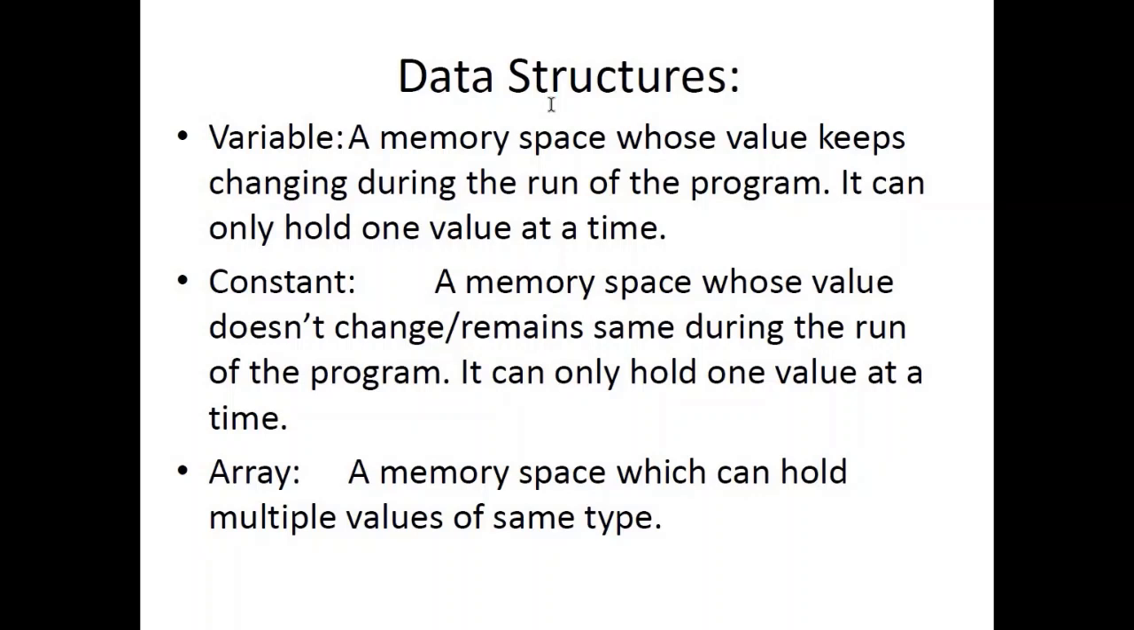Before we start discussing pseudocodes, there's something that we must discuss first. That is known as data structures. There are three data structures that are a part of your syllabus: variables, constants, and arrays. Variable is a memory space whose value keeps on changing during the run of the program. It can only hold one value at a time. Constant is a memory space whose value doesn't change during the run of the program. Again, it can only hold one single value. Array is a memory space which can hold multiple values of the same data type.